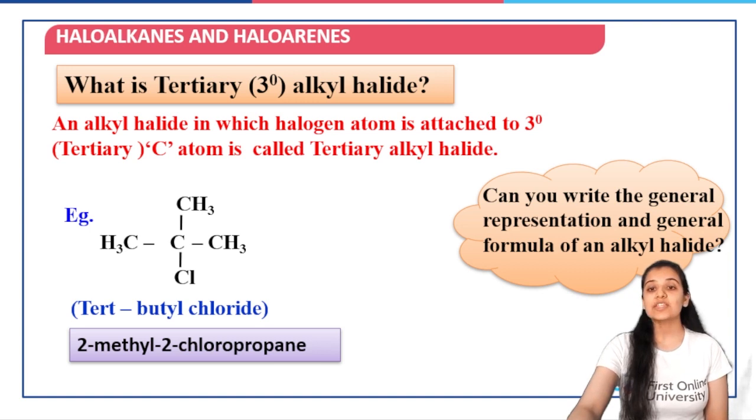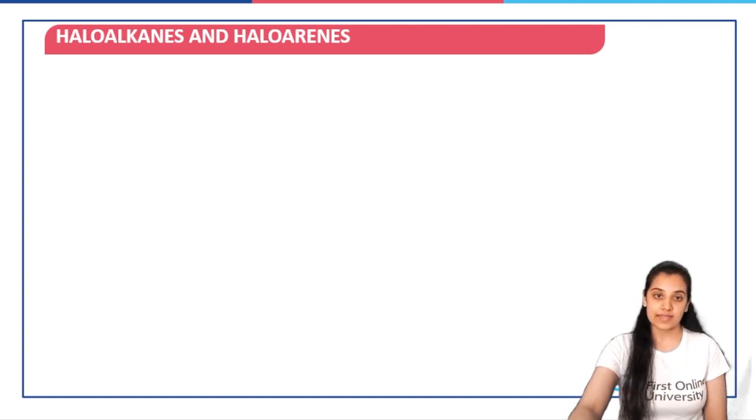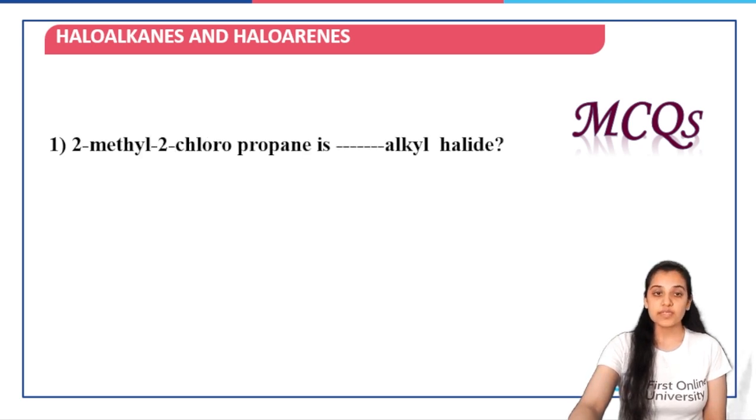Now, what is the general representation or the general formula of an alkyl halide? The general formula is given by RX. General representation and general formula would be CnH2n+1X. Now, based on this, let us have a look at a few MCQs.